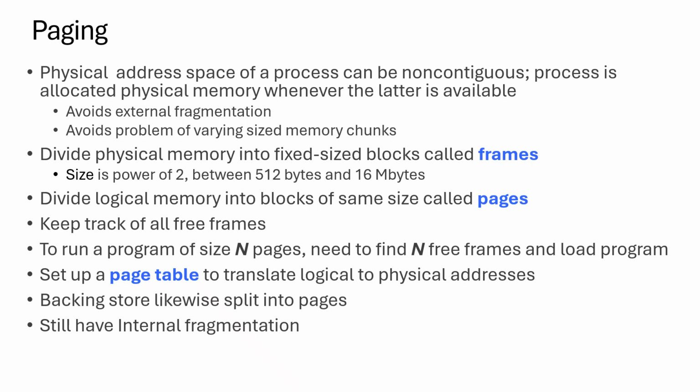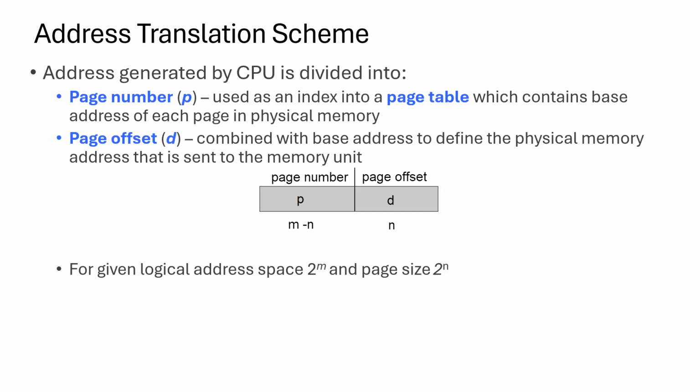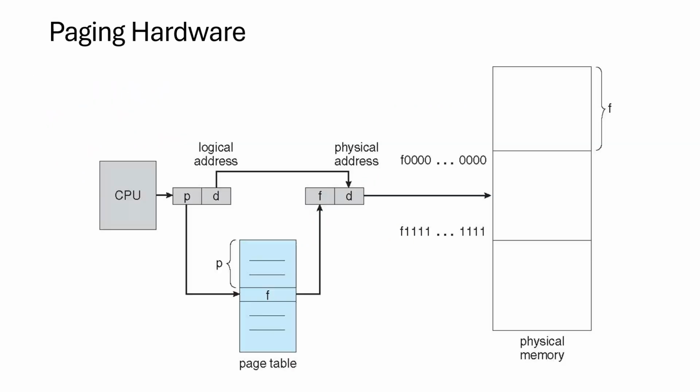Here we need a page table to translate logical into physical address. Example, this is the address. The CPU generates this page number P and offset D. Here this page number is used as an index into the page table. Totally we have m bits in the address, then n bits for displacement and m minus n bits for the page number P. Here the logical address space is 2 power m and the page size is 2 power n.